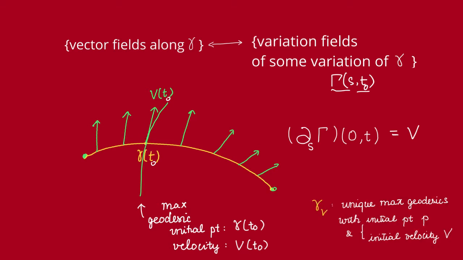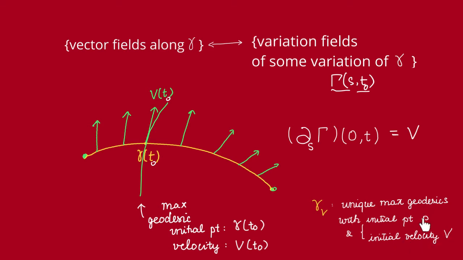Remember, by the existence and uniqueness theorem of geodesics, we know that given an initial point p and an initial velocity v, there exists a unique maximal geodesic with this initial point and this initial velocity. We will denote that by gamma v. And note, unfortunately, I chose the same notation for this curve as for this maximal geodesic. They don't have any relationship. This is just a random given curve gamma, whereas gamma v means the unique maximal geodesic with initial velocity v.